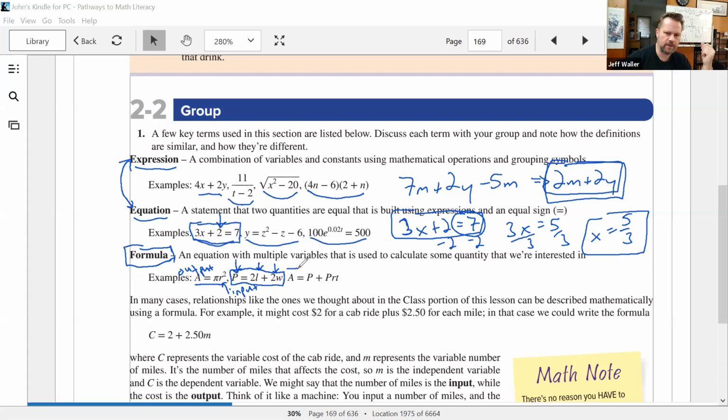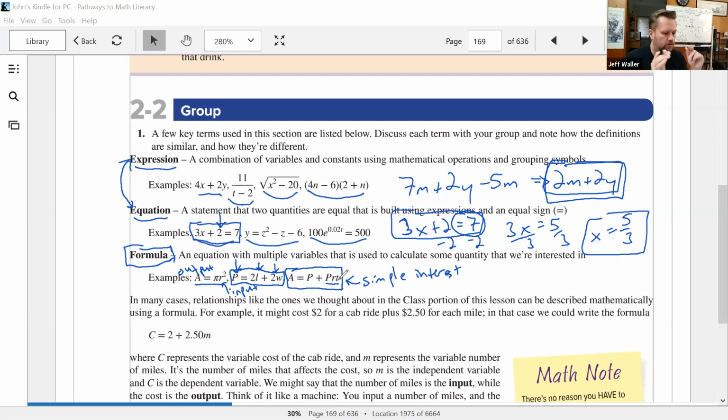I don't know if anybody remembers what this might be. That might be a big clue. It's on page 169. Simple interest. Yeah, it's simple interest. So it'd be the total amount you have after so many years at such a rate.